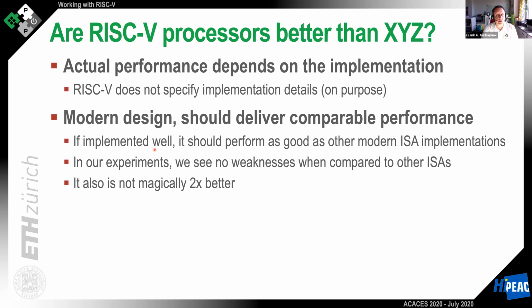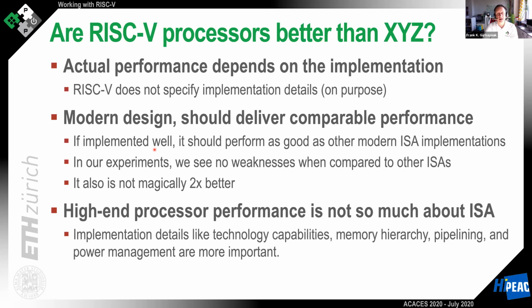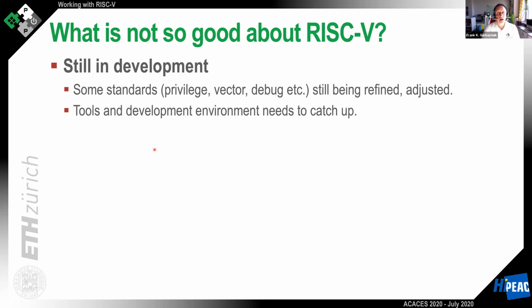In our experiments, we see no weaknesses when we compare to other comparable ISAs, but we also have to say it's not magically 2x better. It's a modern processor that works just as well as the others. Now, if you go to high-end processor performance, certainly part of it has to do with the ISA, but implementation details, technology capabilities, memory hierarchy, and power management are actually more important in that regard than the limitations of the ISA.